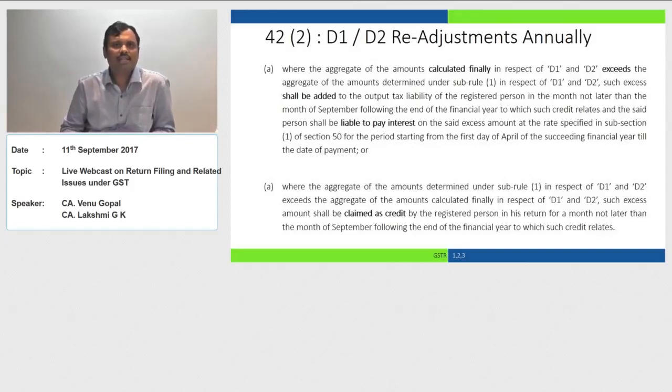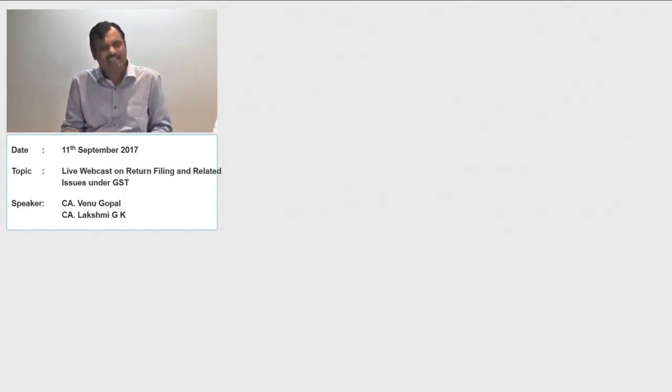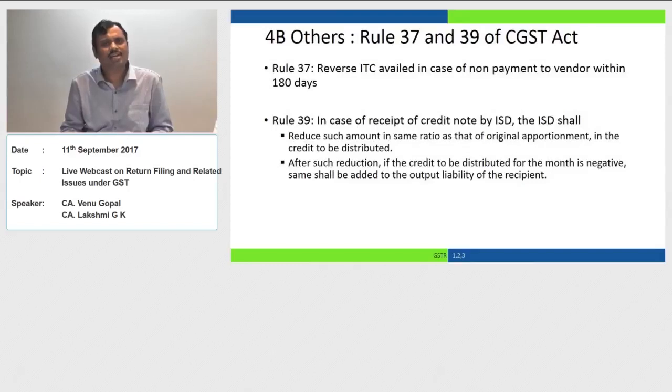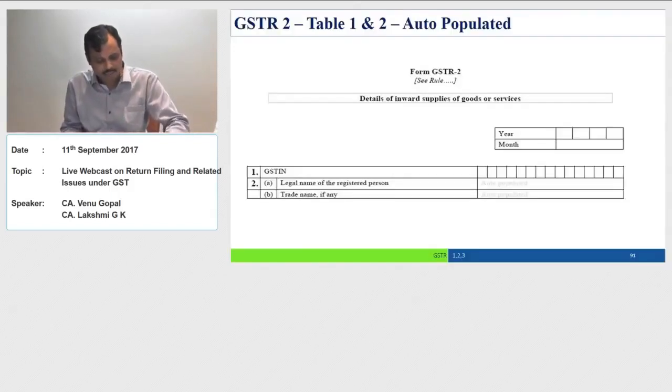Whenever the provisional credit which you are reversing on account of D1 and D2 is on a higher side, whatever credit you have reversed, and you recalculated once in a year, if it should be lower, you can again claim back the input tax credit. Or if you have reversed the short credit, you will reverse the higher credit, and you will also be liable to pay interest on it. There are other rules of reversal where you have not paid the amount to the vendor within 180 days. Again, you will reverse the credit, and in the time in which you make the payment, you will claim the credits. So this is a brief note on the input tax credit.